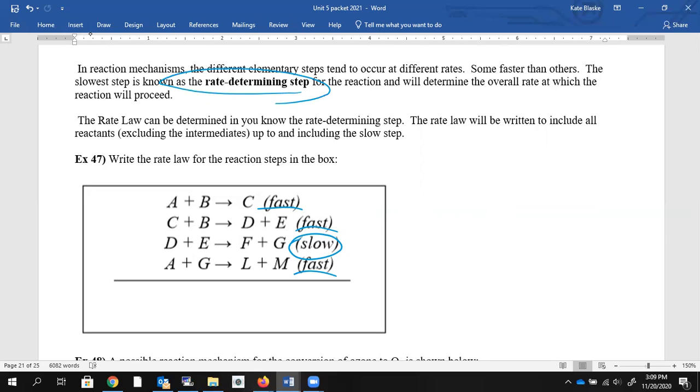So our rate law is going to be written to include all of the reactants up to and including the slow step. What that means is we look at all of our mechanism up to and including the slow step. So that's these first 3 steps. This bottom step is not going to influence my rate because basically it's going to be able to go as soon as that step before it goes. We go ahead and cross out any intermediates that we've got going on up to and including the slow step.